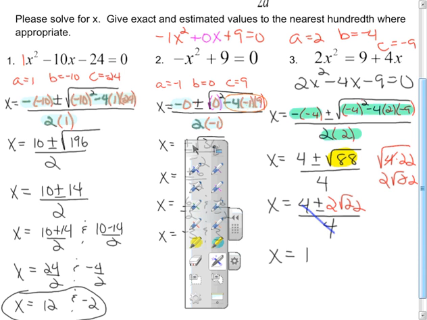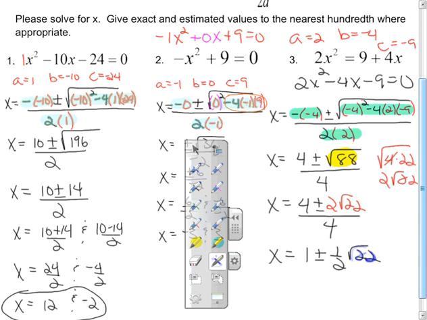And 2 over 4 is going to be a half. We do the symbol of plus minus. 2 over 4 is going to be 1/2 root 22. So this is in fact 2 values. The first one is 1 plus 1/2 root 22. And the second one is 1 minus 1/2 root 22.